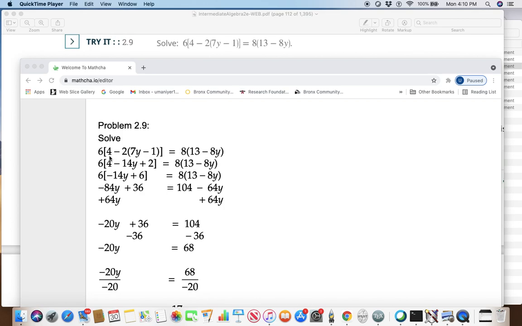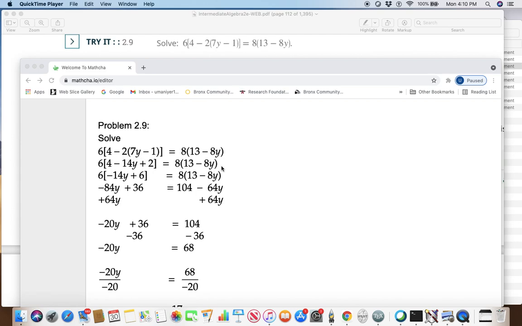It is very tempting to subtract 4 minus 2, but that's incorrect because that 2 is multiplying something. Multiplication takes precedence over subtraction, so this multiplication has to be undertaken first. Remember, 2 comes with its own sign, negative 2. Negative 2 times 7y is negative 14y. Negative 2 times negative 1 is positive 2.